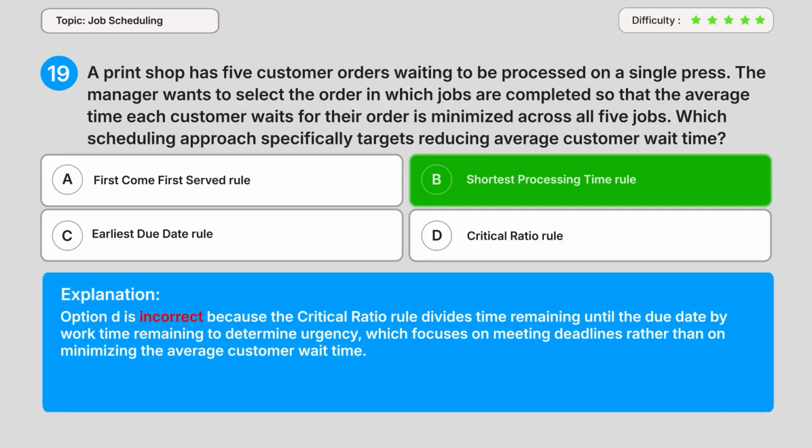Option D is incorrect because the critical ratio rule divides time remaining until the due date by work time remaining to determine urgency, which focuses on meeting deadlines rather than on minimizing the average customer wait time.